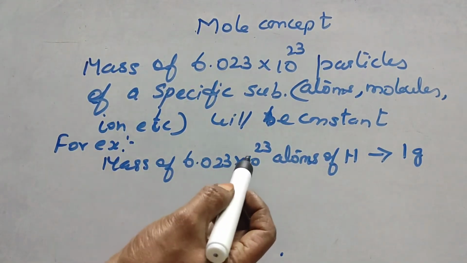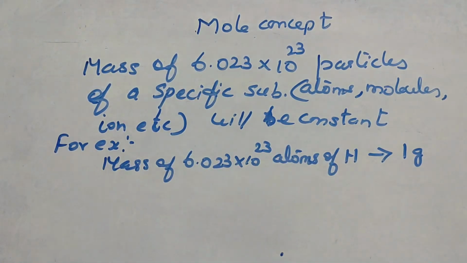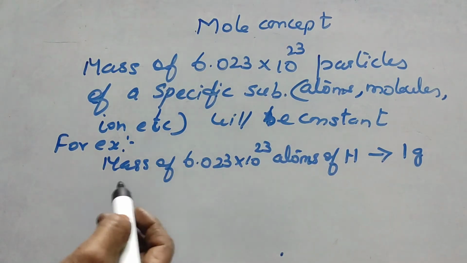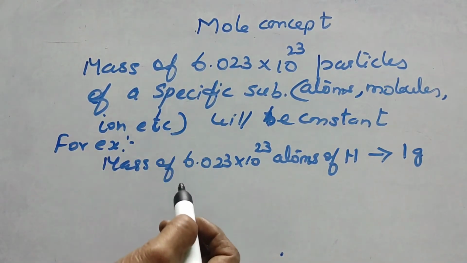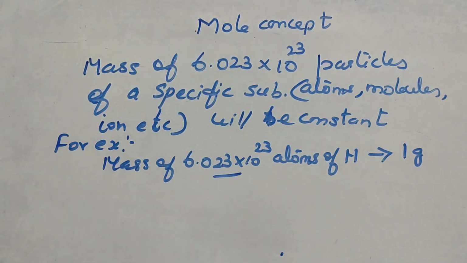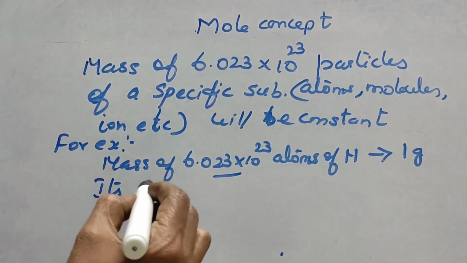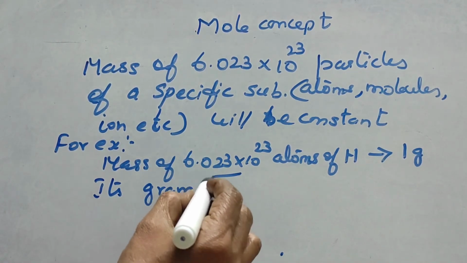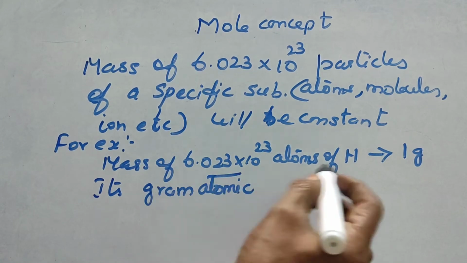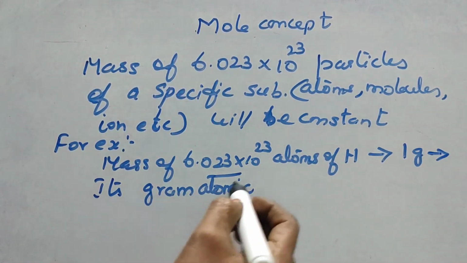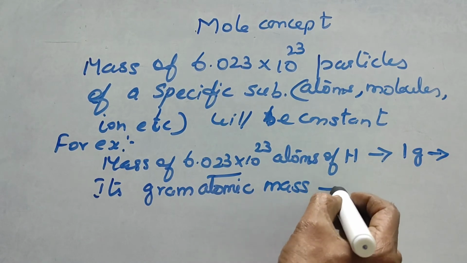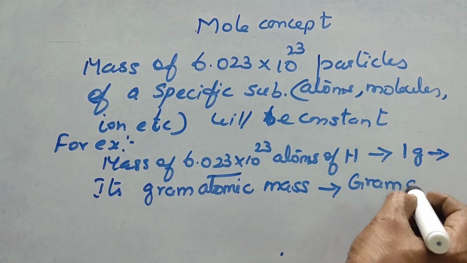From whichever source you collect hydrogen, from near your place or from different places, 1 gram of hydrogen will have 6.023 into 10 power 23 atoms of hydrogen. That is equal to its gram atomic mass. As we already know, 1 gram is equal to its gram atomic mass, that is, gram atoms.